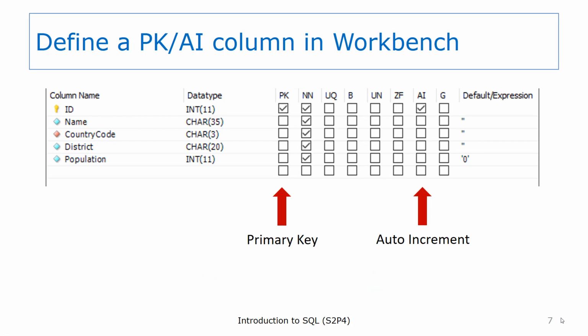You saw this part of the workbench in the previous video. This shows the columns for the city table in the workbench. You can easily see that the ID column is assigned the primary key attribute because the PK checkbox is checked. It also needs NN checked for not null. Because the AI is checked, this primary key is an auto-increment key. The database management system will now be responsible for generating a unique numeric value for each row that is inserted into this table.